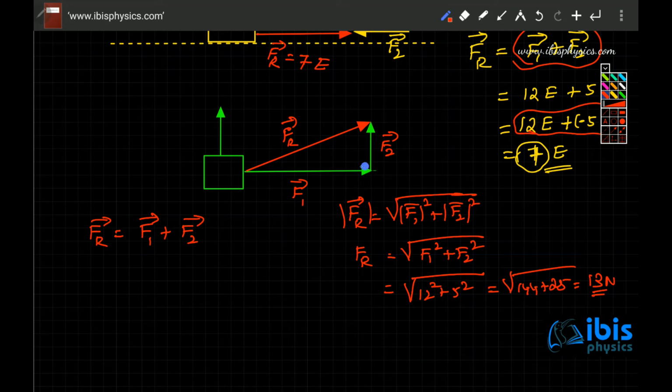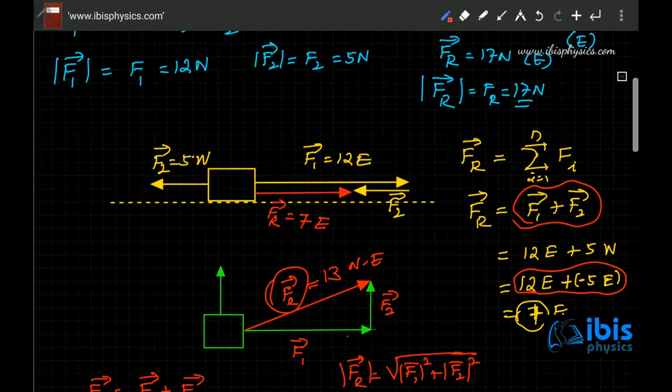Now, the resultant of two vectors: if F1 vector is acting along the eastern direction and F2 vector is acting along the northern direction, then the resultant vector will be 13 Newton. This is east and this is north, so this is 13 Newton northeast. And that's how the vector addition works.